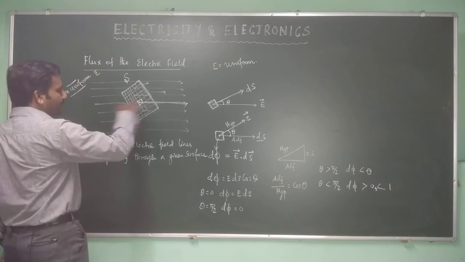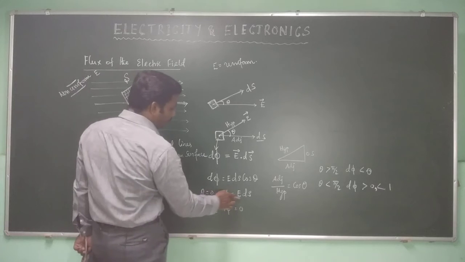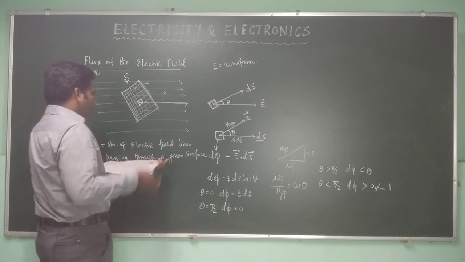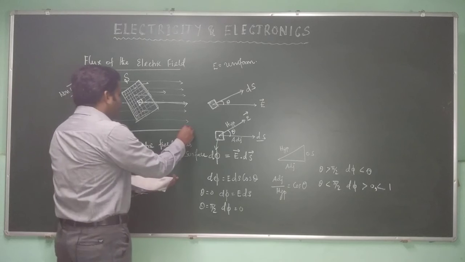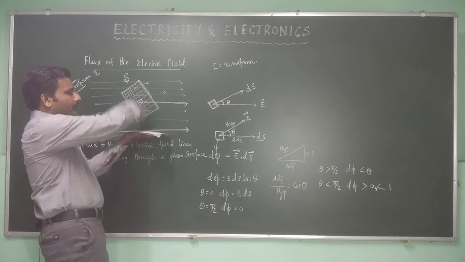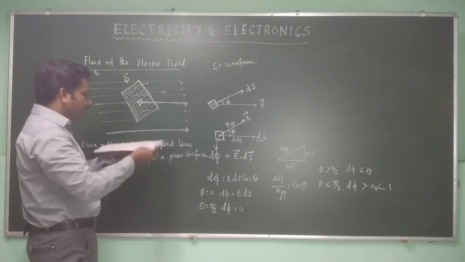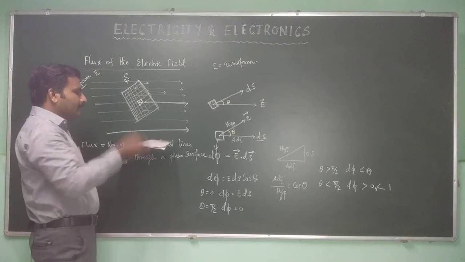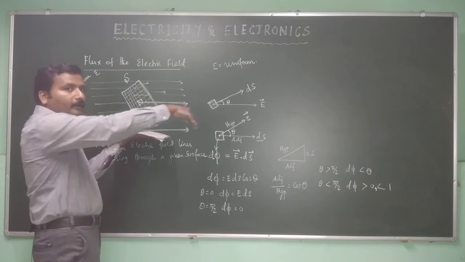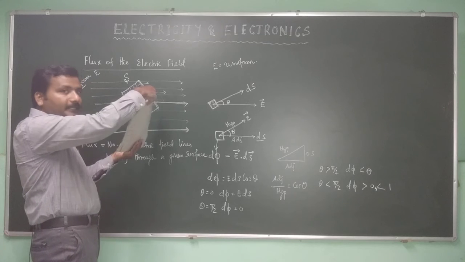When it is perpendicular actually, see here, if the lines are going like this and you put the plane like this, the normal will be perpendicular, right? In that case, no line will penetrate through this plane. The lines will flow along the plane, but will not penetrate, right?